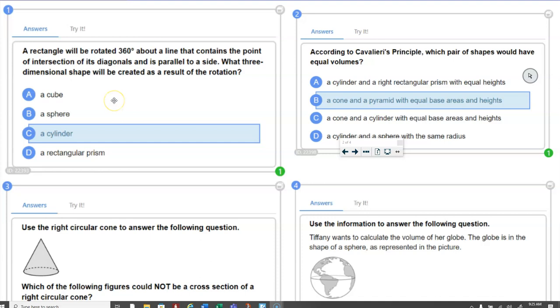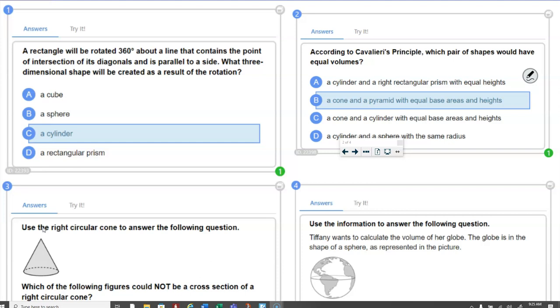So the first question says, a rectangle will be rotated 360 degrees about a line that contains a point of intersection of its diagonals and is parallel to a side. What three-dimensional shape will be created as a result of the rotation? So let's draw what it says.